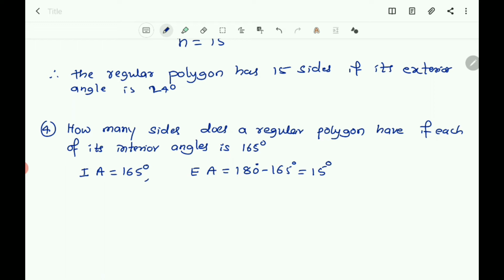Here the sum of interior angle and exterior angle must be equal to 180 degree, as they form a linear pair, and each interior angle is given, that is 165 degree. Then each exterior angle equals 180 degree minus 165 degree, that is 15 degree. Now you can find the number of sides here.